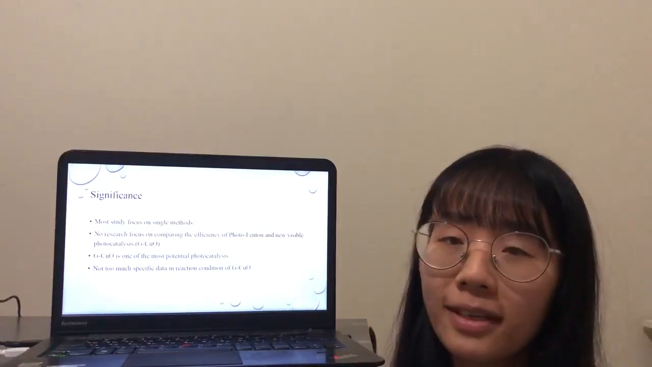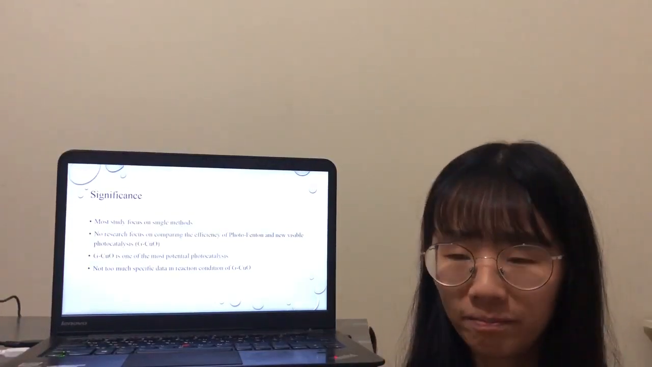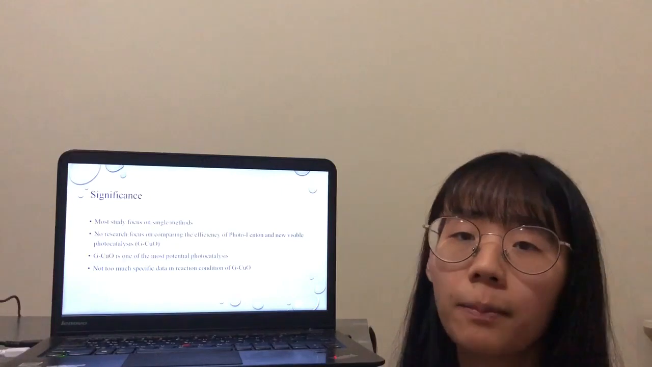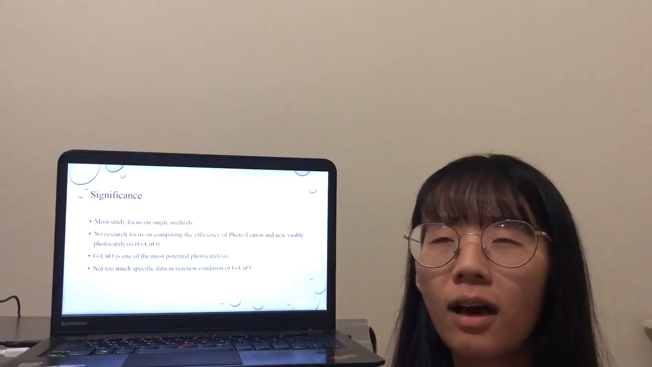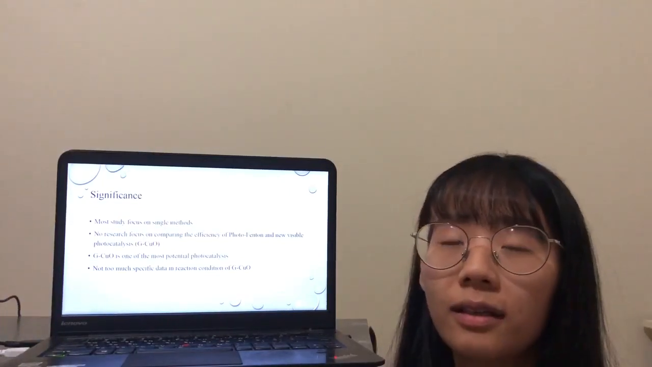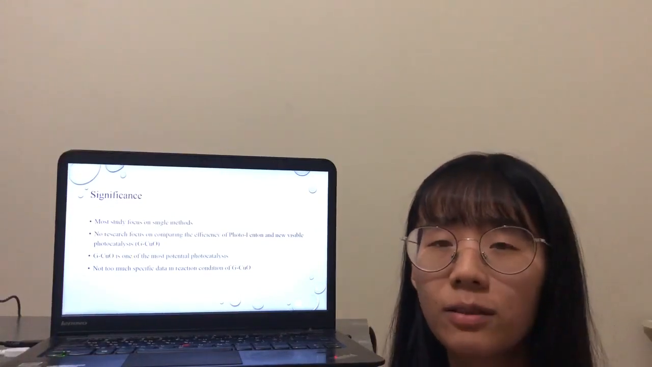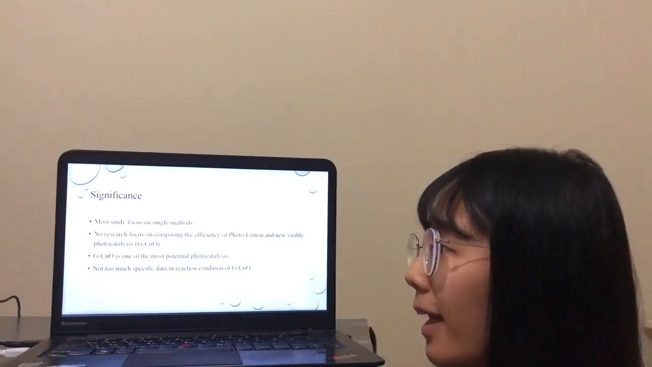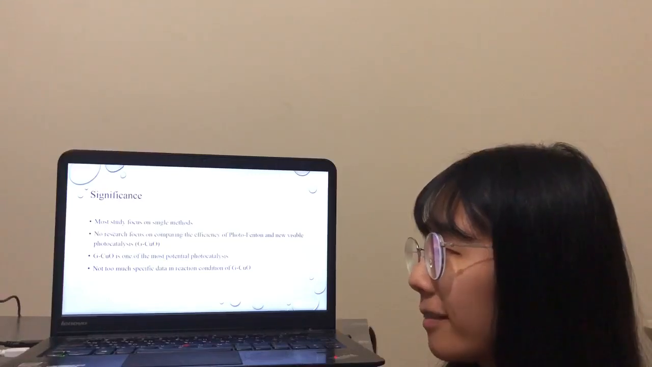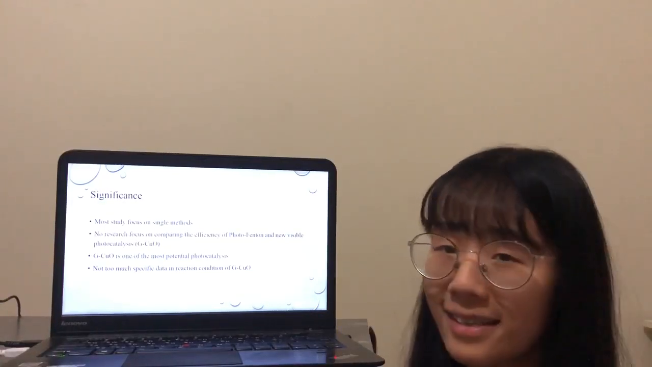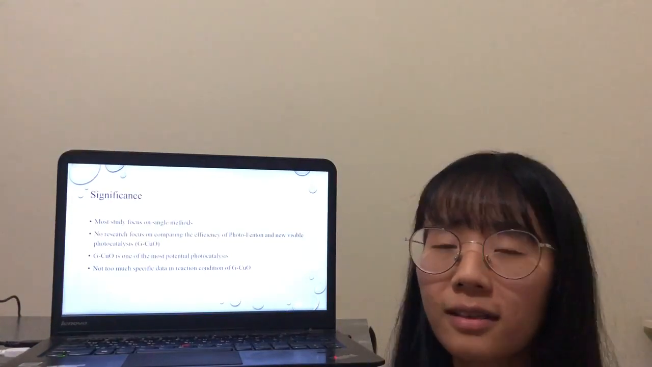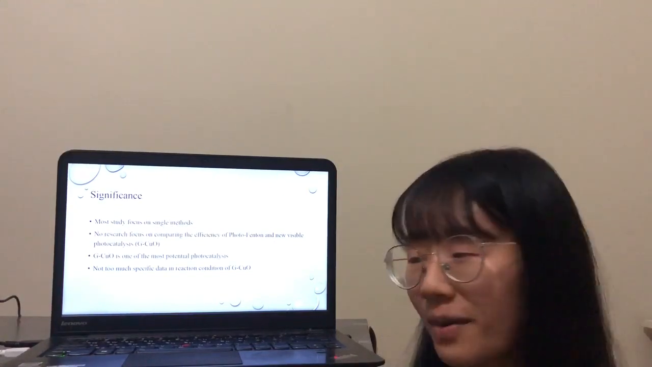And why is my problem very significant? The first reason is that most studies focus on just a single method, but do not compare the photo-Fenton process with others. Or they just compared the photo-Fenton process with TiO2 photocatalysis, but not visible light photocatalysis. And graphene copper oxide is one of the most promising photocatalysts, but it needs more data, such as the quantity used in the reaction. So this research is very important.